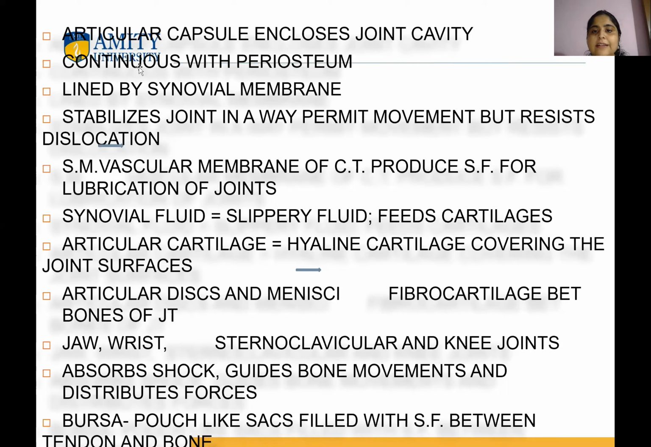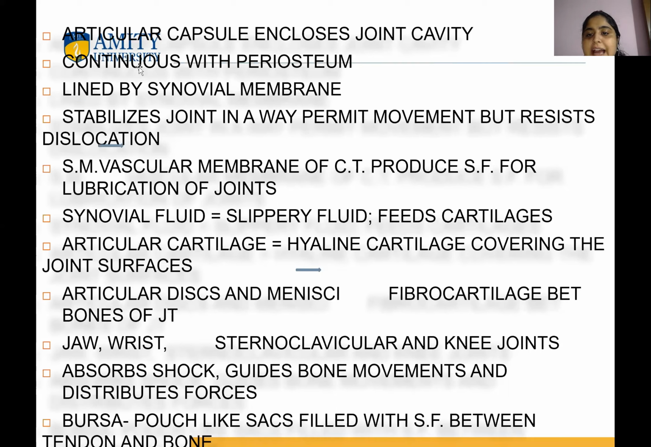Synovial membrane, it is also commonly known as SM. It is a vascular membrane of connective tissue, and it produces synovial fluid. SF is for synovial fluid, for lubrication of the joint. Now the synovial fluid is a slippery fluid. It gives nutrition to the cartilage.